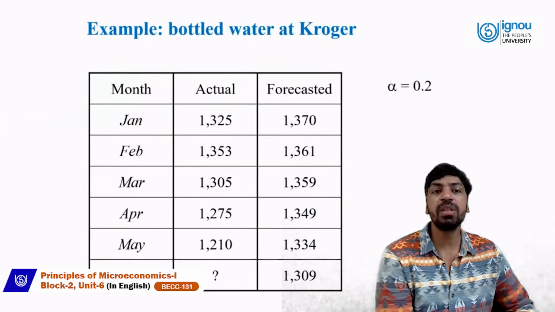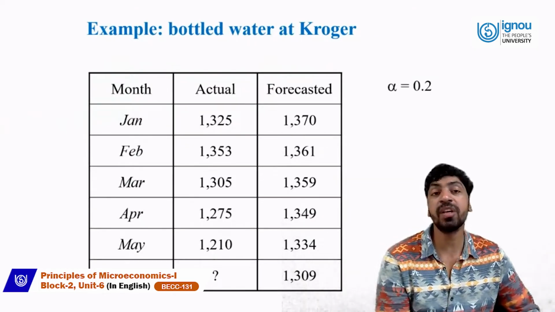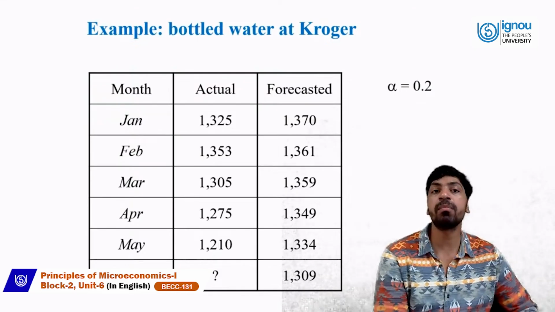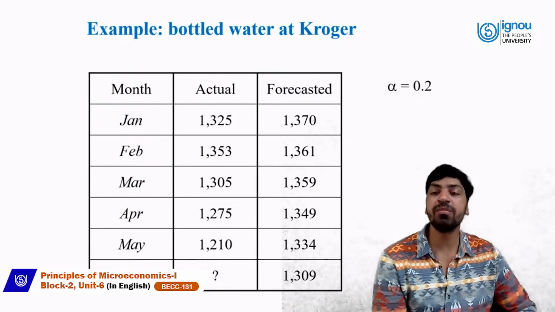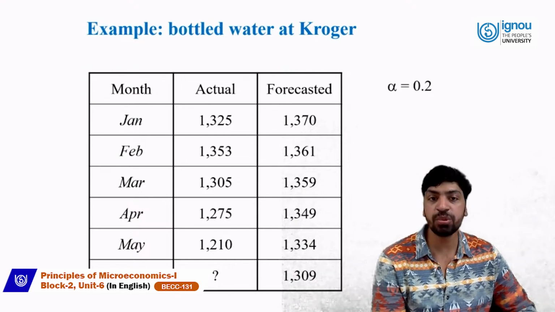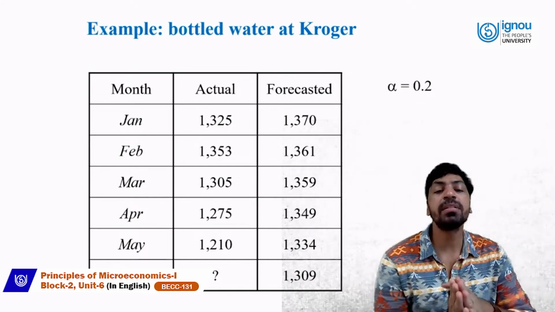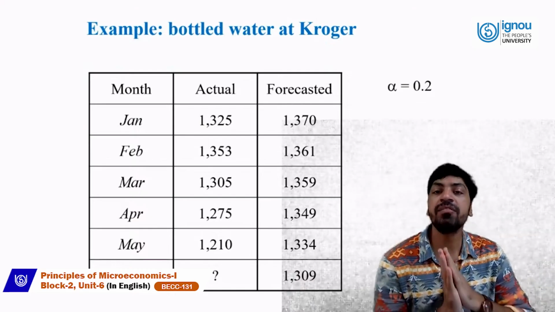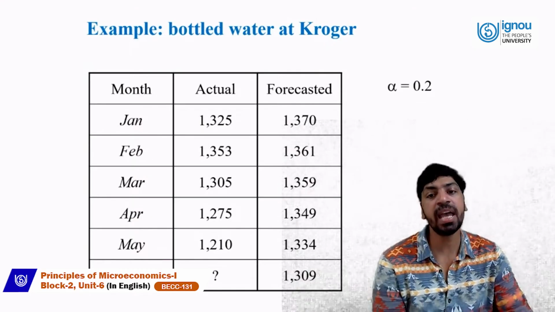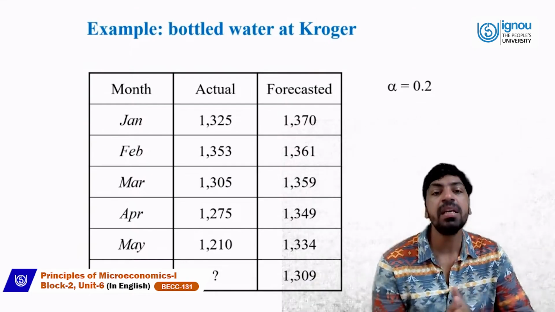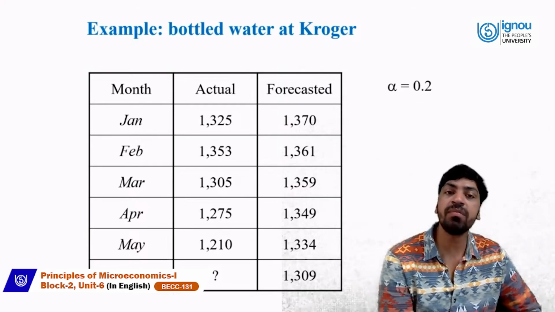So let's come up with the question or example that is given on the screen. It is given the bottled water at Kroger, where the alpha value is already given in the question, that is 0.2. Actual values and the number of months are already given in the question, and the forecasted value of the first month is also given, and you need to estimate the rest of the forecasted values based on the actual values.